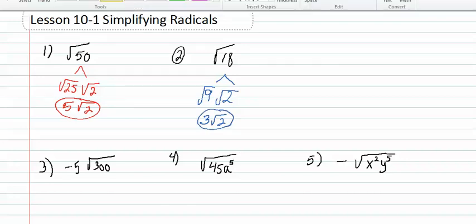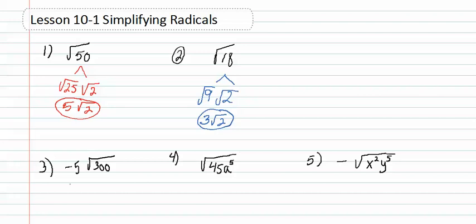Okay, the next one, we have a negative 5 on the outside. I'm going to keep that negative 5. I'm going to break down my radical, the square root of 300, and find a perfect square, which is 100, because 10 times 10 is 100, radical 3. I keep my negative 5. The square root of 100 is 10, and so this is a multiplication problem. It's 10 radical 3, and then negative 5 times 10 is negative 50 square root of 3.